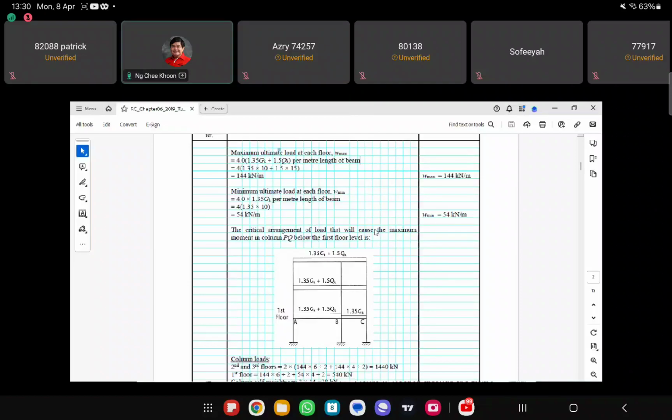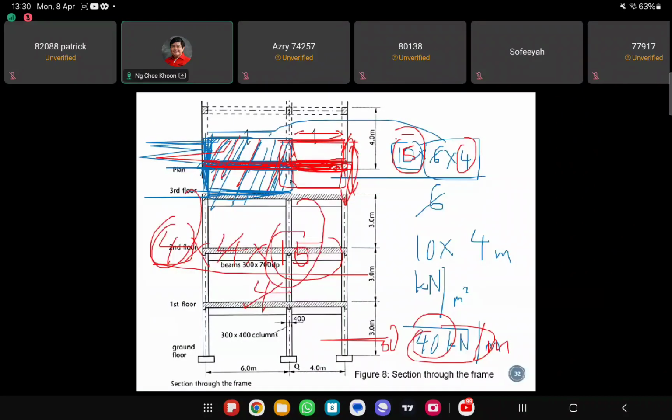We are not interested in that total load. We're only interested in the area load multiplied by the width of 4 meters, right? So is everybody following me?